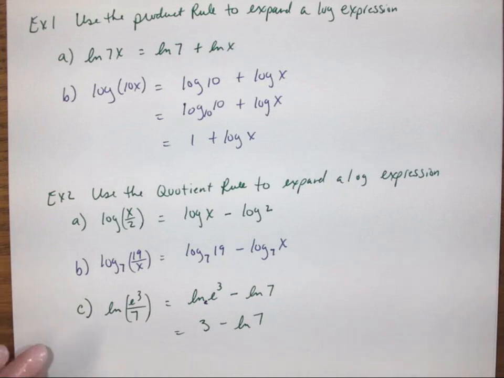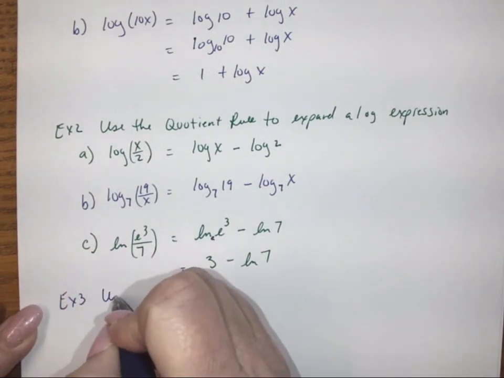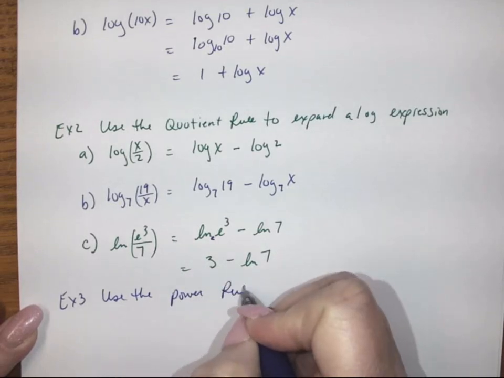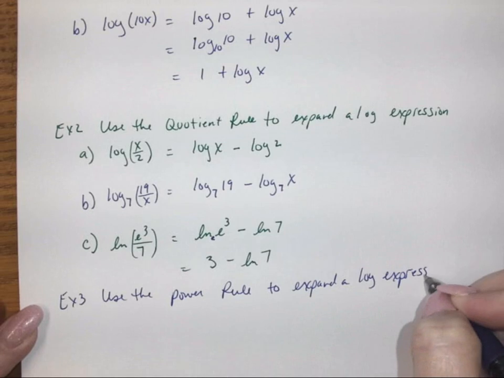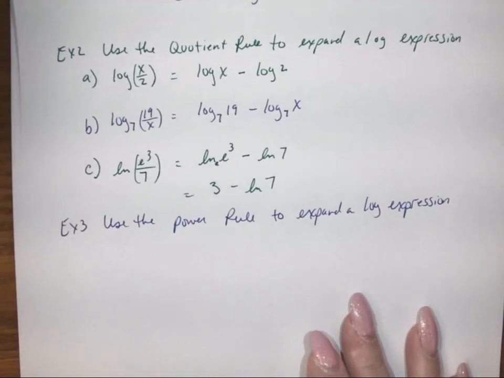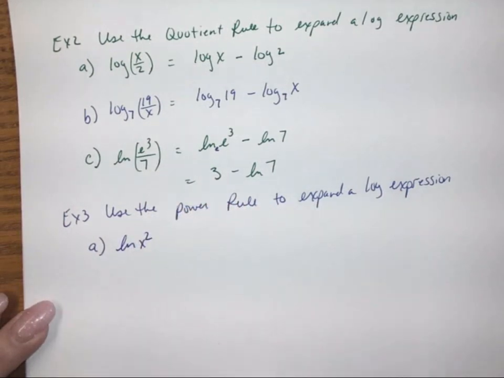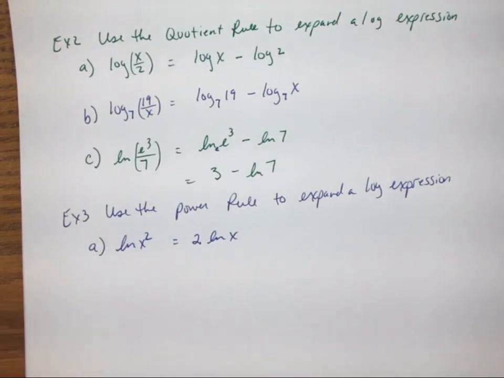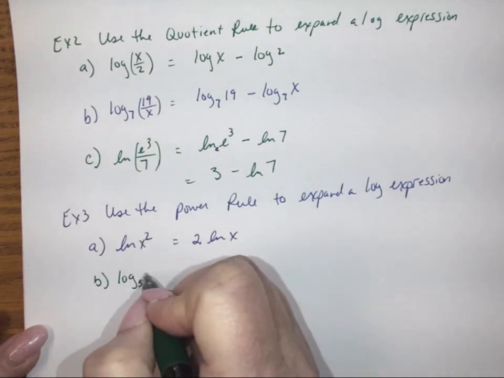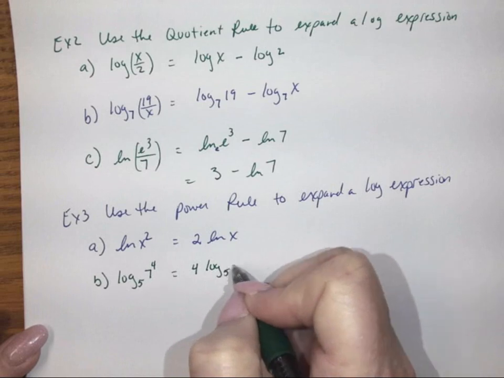All right, so let's go look at an example of this. Example 3, we are going to use the power rule to expand a log expression. For part A, we're looking at the ln of x squared. So what we need to do is bring our exponent out front, and this will be 2 times the ln of x. For part B, if we look at log base 5 of 7 to the 4th, we're going to bring our 4 out front, so 4 log base 5 of 7.